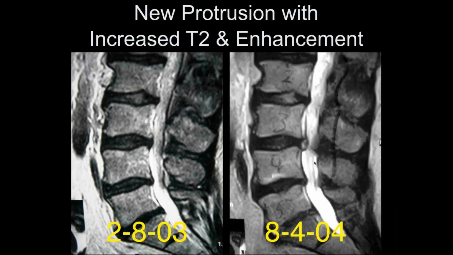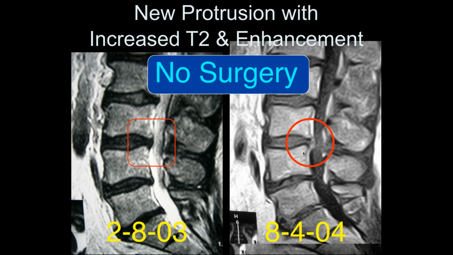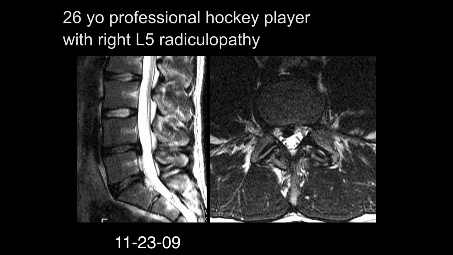Thank you. Okay. And then here we can see that you can get a new protrusion. This is a year and a half apart. We can see at this level we've got degenerative discs, but here we have a central protrusion that wasn't there a year and a half before. And that's what it looks like on the T1 weighted images. And the patient had no surgery.